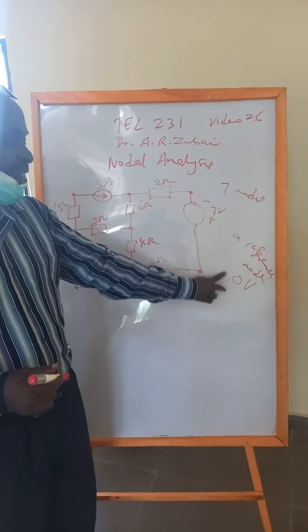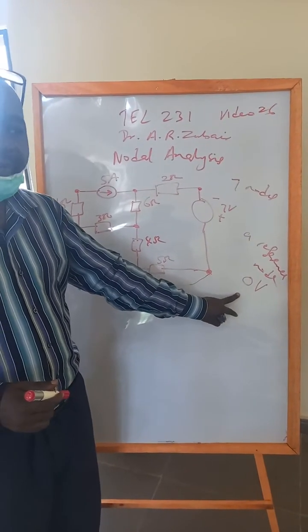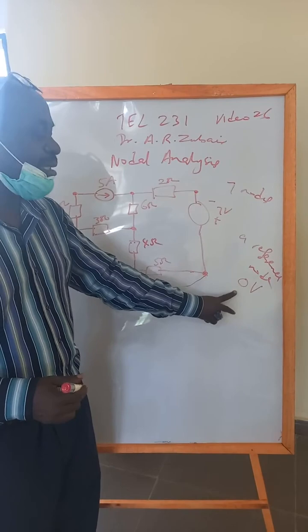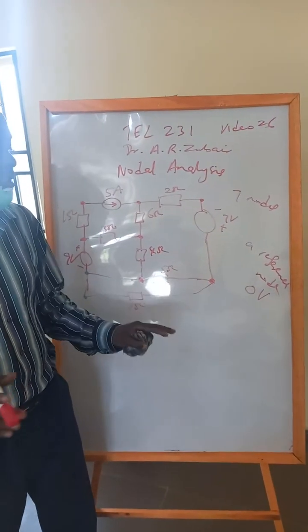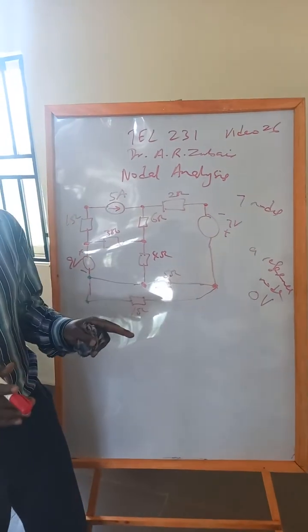The next step is to choose a reference node. That reference node will be taken to be at 0 volt, but it's not actually at 0 volt. It is relative. We are talking of relative.